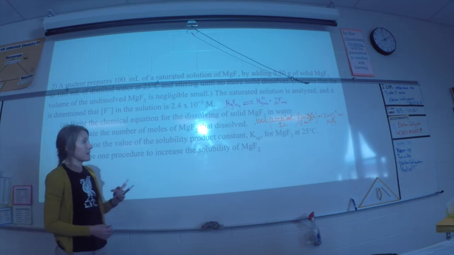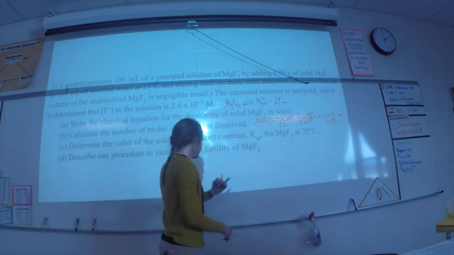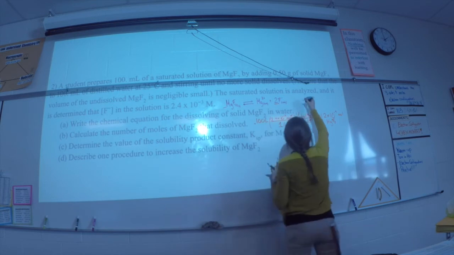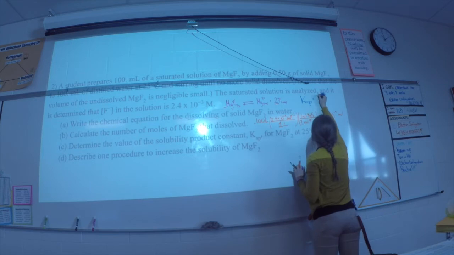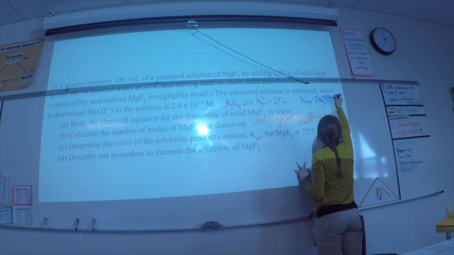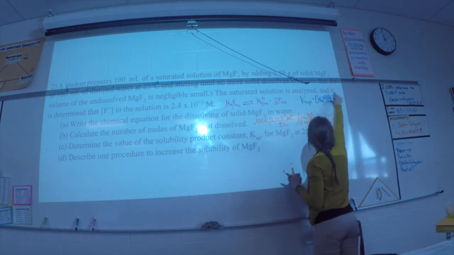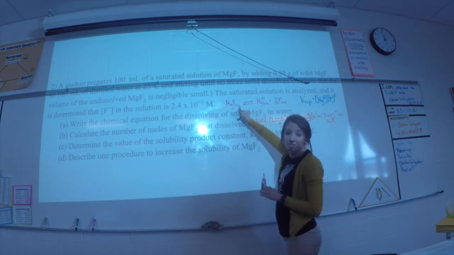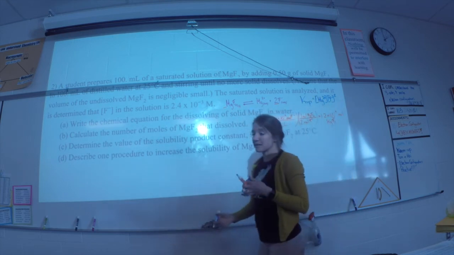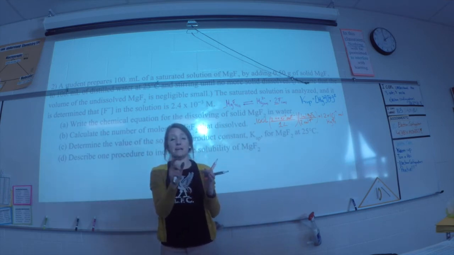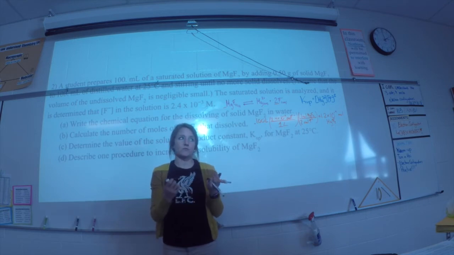So Ksp is just like all of our other Ks. I'm going to write the expression up here in blue. Ksp is products over reactants. So our products are Mg2+ and F- squared. But since MgF2 is a solid, it's not included in my expression, and so that's it. The thing about Ksps is you never have something on the bottom, because Ksps are for dissolving, and when you dissolve something, it's always a solid.